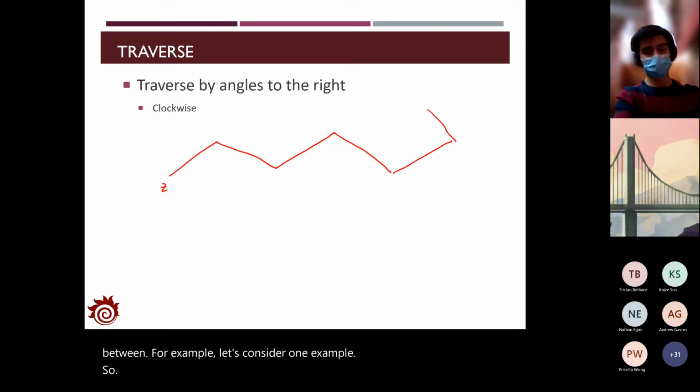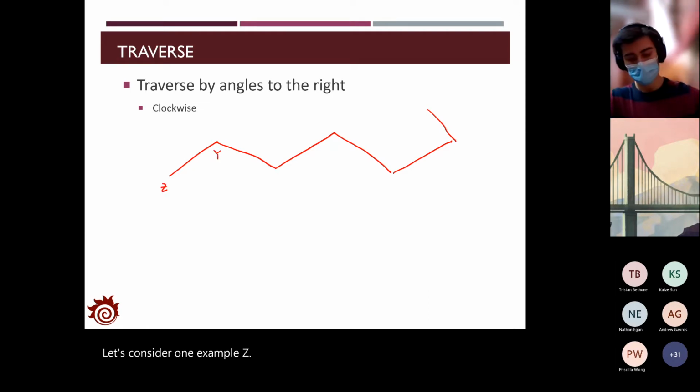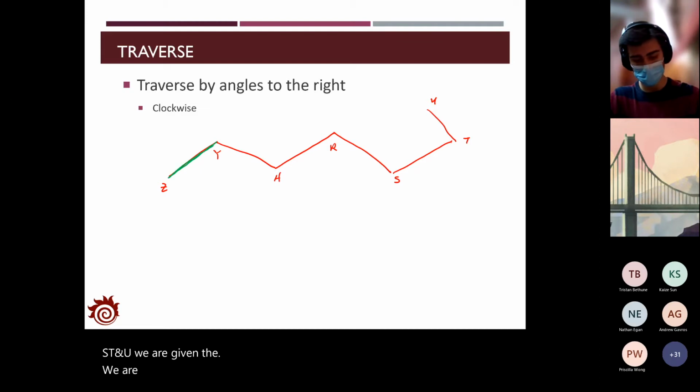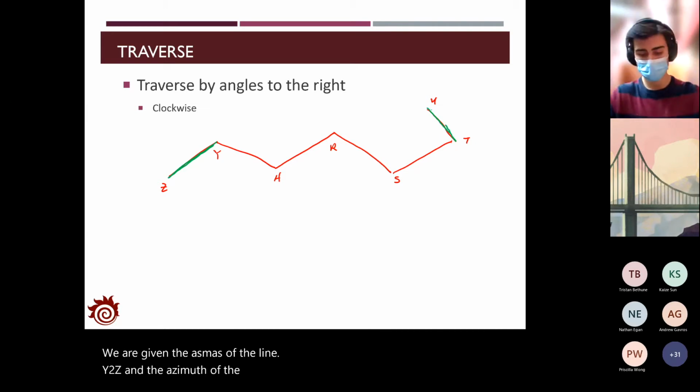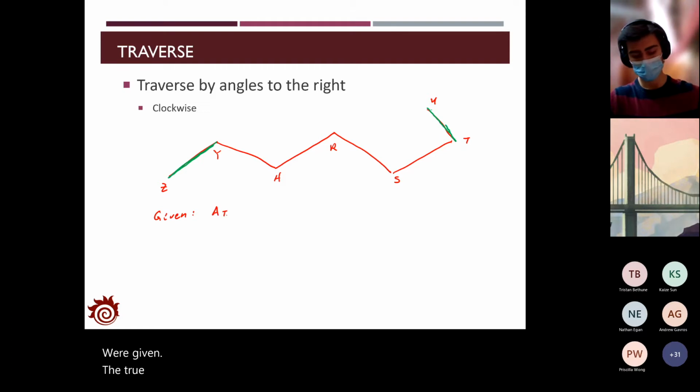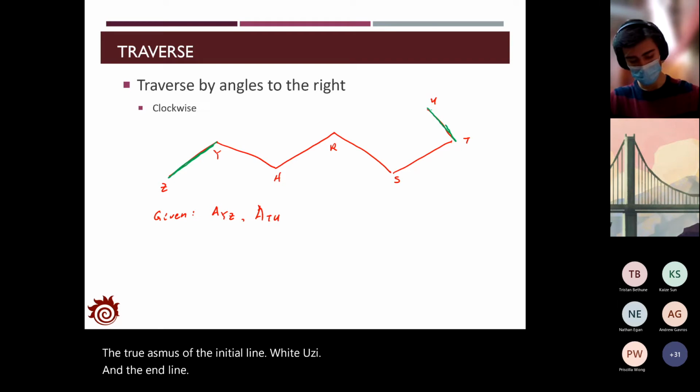Let's consider one example, Z, Y, A, R, S, T, and U. We are given the azimuth of the line Y to Z and the azimuth of the line T to U. So we are given the true azimuth of the initial line Y to Z and the end line T to U. Also, we're going to measure the angle to the right for all the turning points.